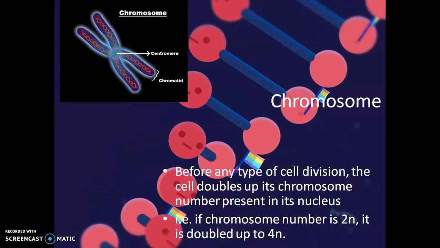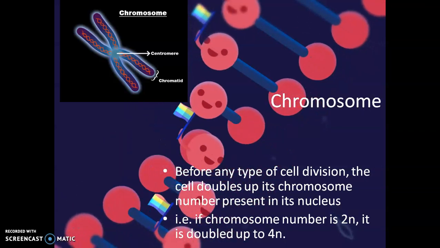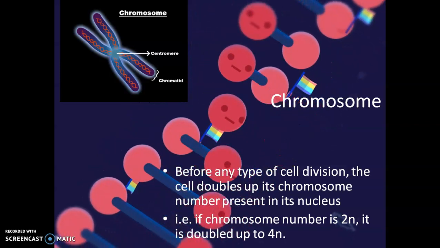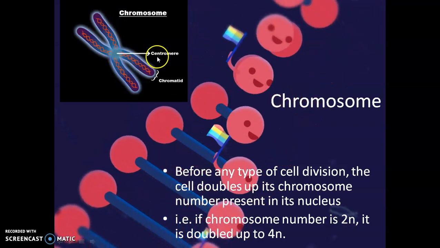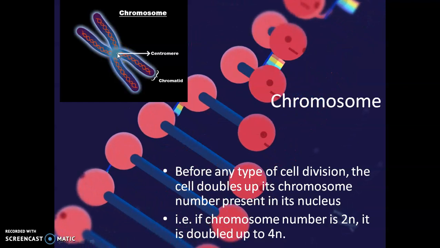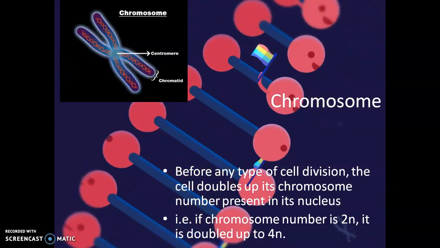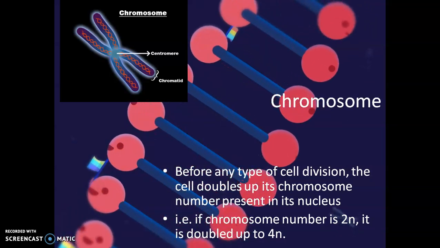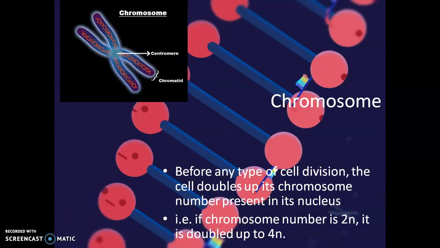Before going to the cell division, we will quickly recap chromosomes. Chromosome structure you have already studied in 9th standard. You all know that it's a dumbbell shape or X shape. Here the centromere is there, which is the middle point of it, and this is called a chromatid.